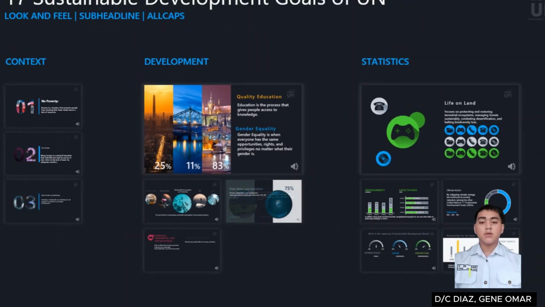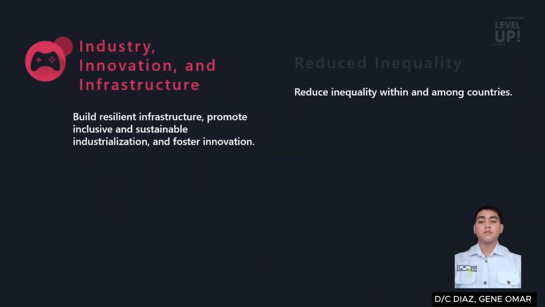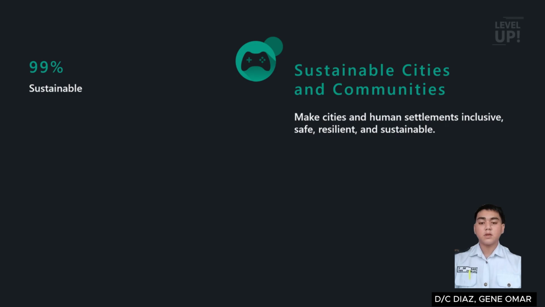Number 9, industry, innovation, and infrastructure. Build resilient infrastructure, promote inclusive and sustainable industrialization, and foster innovation. Number 10, reduced inequality. This reduces inequality within and among countries. And last is sustainable cities and communities. This can make cities and human settlements inclusive, safe, resilient, and sustainable. The United Nations Sustainable Development Goals aim to address global challenges and improve the well-being of people and the planet.